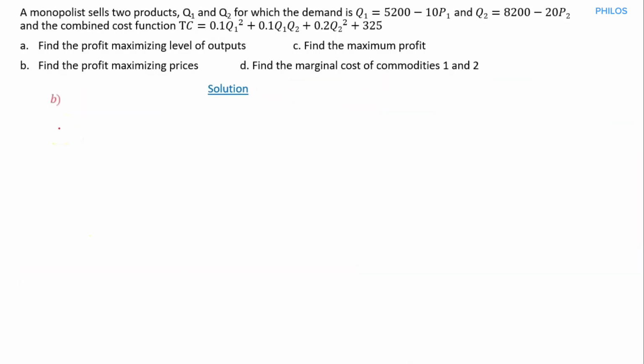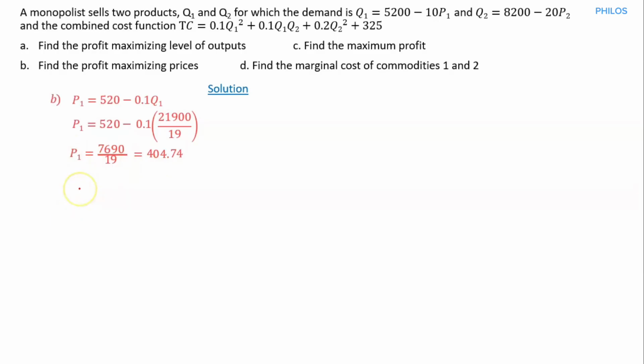For question B, to find the profit maximizing prices, let's recall P1. P1 was equal to 520 minus 0.1 Q1. So we substitute the profit maximizing level of Q1 in. We have minus 0.1 into bracket 21900 divided by 19. That's the fraction 1. So P1 will be equal to 520 minus 0.1 multiplying this, you get 7690 divided by 19. You can convert it to decimals. In decimals, you get 404.74. So that's the answer to P1.